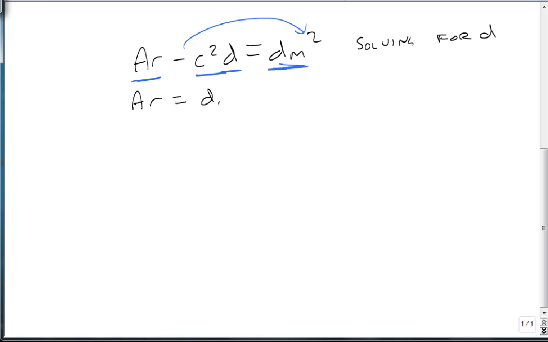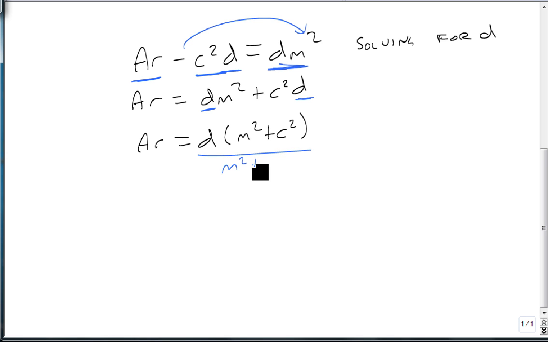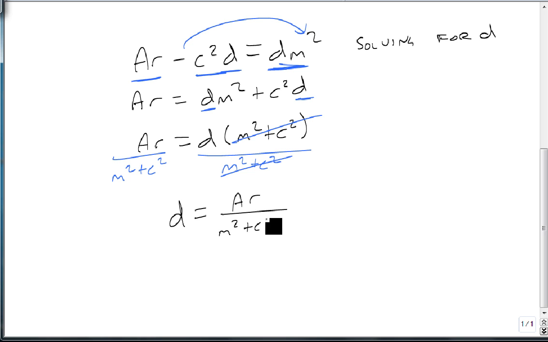So now ar equals dm squared plus c squared d. We recognize that there's a d in both of these, so we factor it out. Leaves behind an m squared plus a c squared. And now we do like we did on the earlier problem and divide both sides by m squared plus c squared, allowing that piece to divide out. And we get our answer of d equals ar over m squared plus c squared.